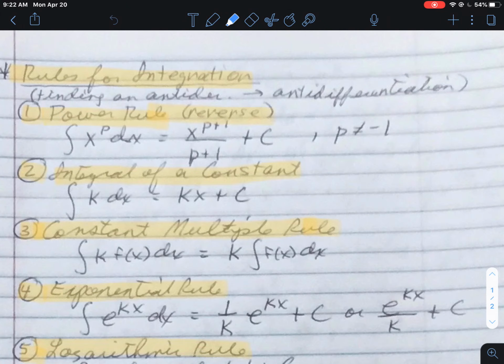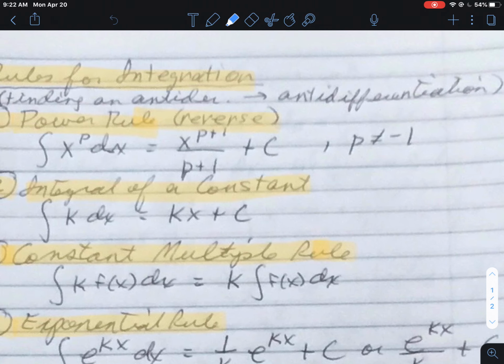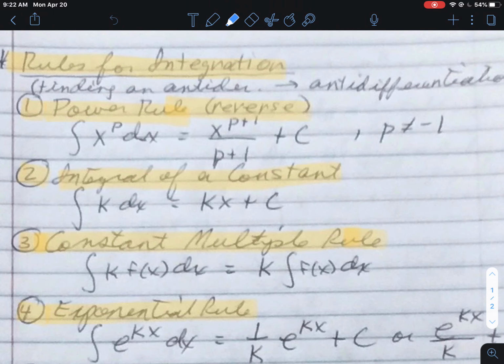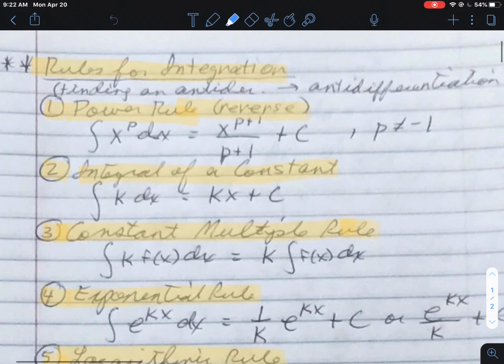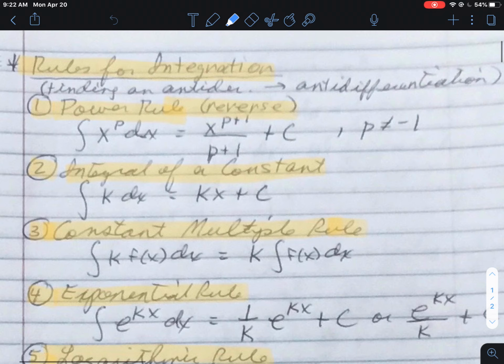There are some rules for integration, rules for finding antiderivatives of certain types of functions. These are focusing obviously on the types of functions that we've worked with up to this point. Certainly there are other types of functions and other processes that are used to find antiderivatives, but these are focusing on the ones that are relevant to the functions we've been working with. So we're finding an antiderivative. Some people say we're anti-differentiating, or the process of anti-differentiation. I'd rather just say that we're integrating.